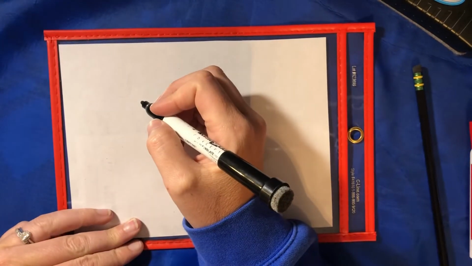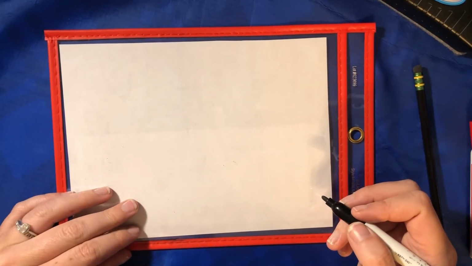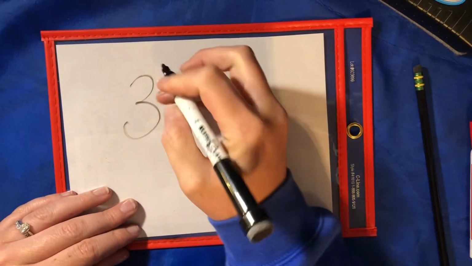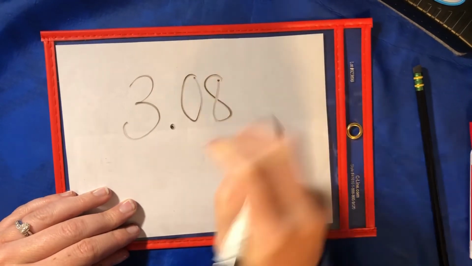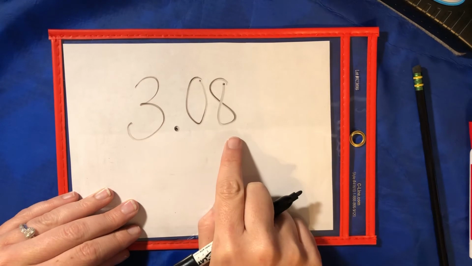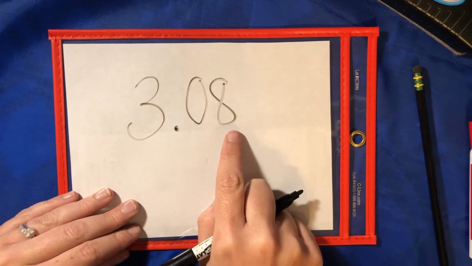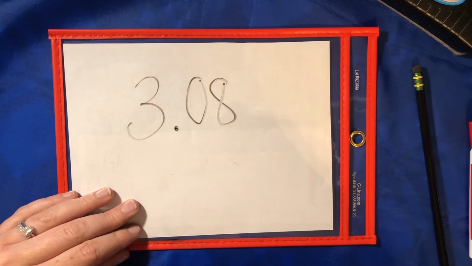Just a little more practice with reading hundredths, because sometimes I think those numbers with the hundredths tend to confuse us. So here I have 3.08. I say hundredths because this 8 is in the hundredths place. That's the last digit that I see.